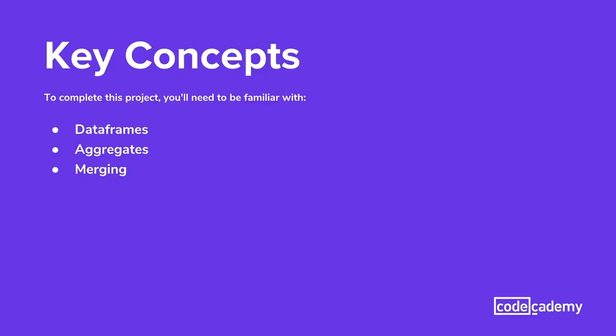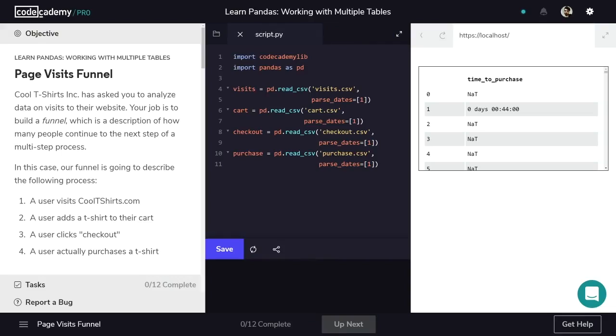Let's get started. In this project, we'll use Pandas to build a funnel, which is a description of how many people drop off at any step of a multi-step process. In this case, we'll be taking a look at how many visitors add an item to their cart, how many click on checkout, and how many actually make a purchase. We'll also look at how long the average users spend on the site before making a purchase.